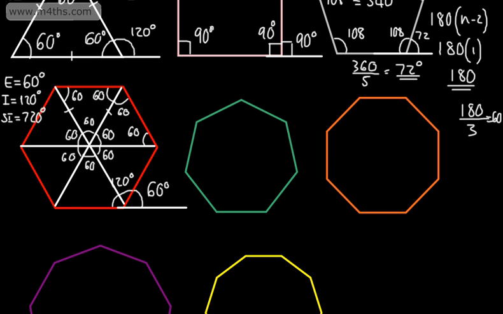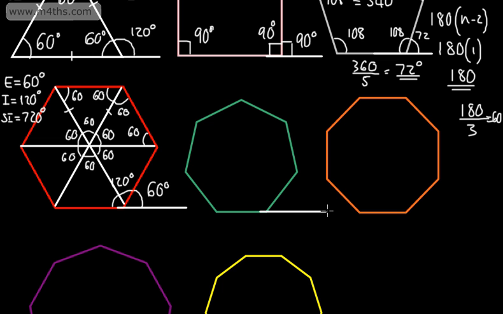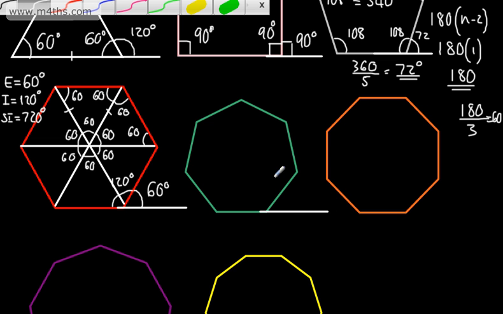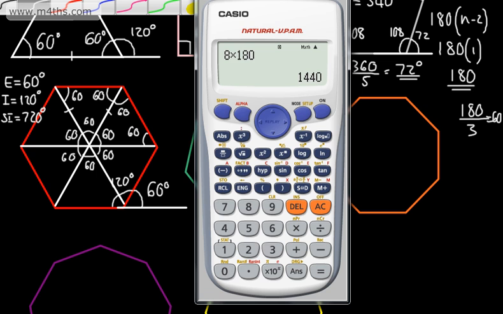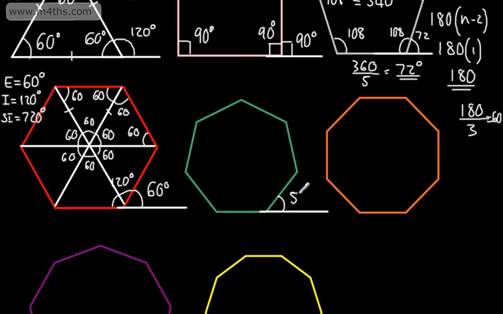So let's do the next one. Let's see what we've got here. So I'm going to find the exterior. So the exterior, how many sides have we got? We've got 7 sides. So if I go ahead and do 360, and then we're going to divide that by the number of sides, which is 7. That's going to give me 51.42. So that's going to be 51.4.